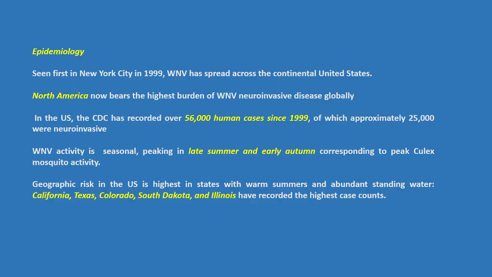Epidemiology: Since 1999, West Nile virus has spread across the continental United States. North America now bears the highest burden of West Nile virus neuroinvasive disease globally. In the US, CDC recorded 56,000 human cases since 1999, of which approximately 25,000 were neuroinvasive. West Nile virus activity is seasonal, peaking in late summer and early autumn, corresponding to peak Culex mosquito activity. Geographic risk in the US is highest in states with warm summers and abundant standing water, such as California, Texas, Colorado, South Dakota, and Illinois.